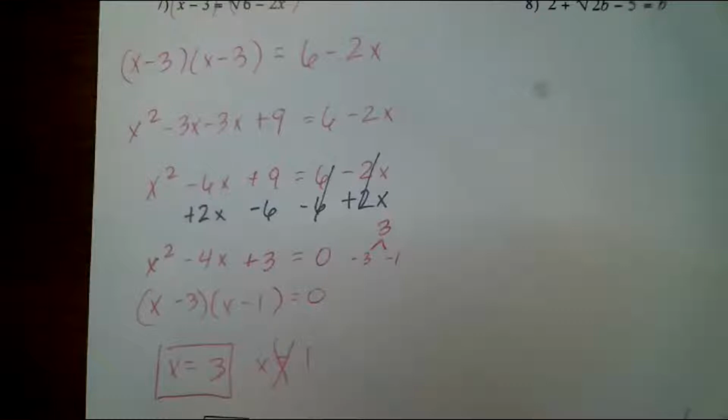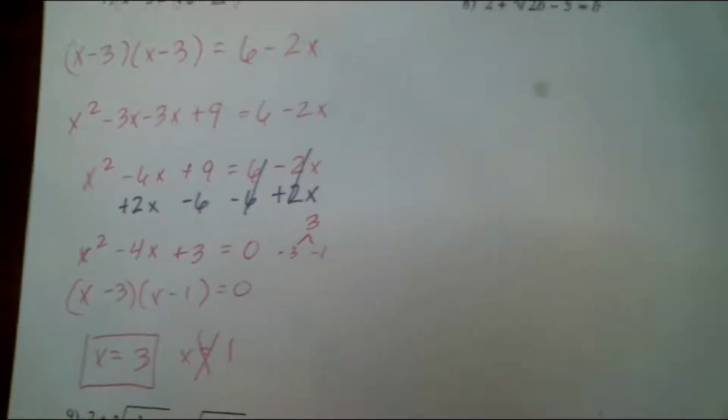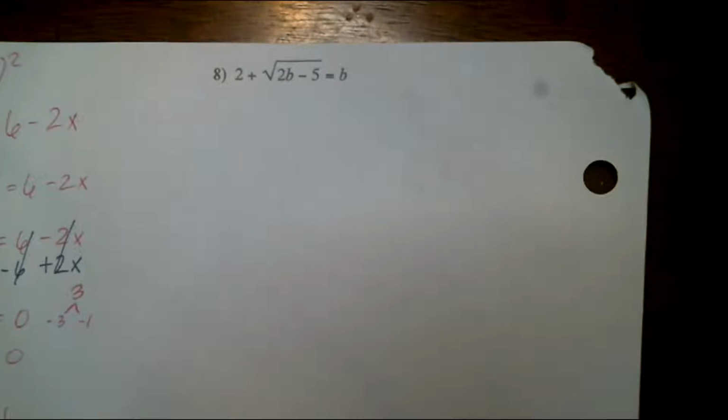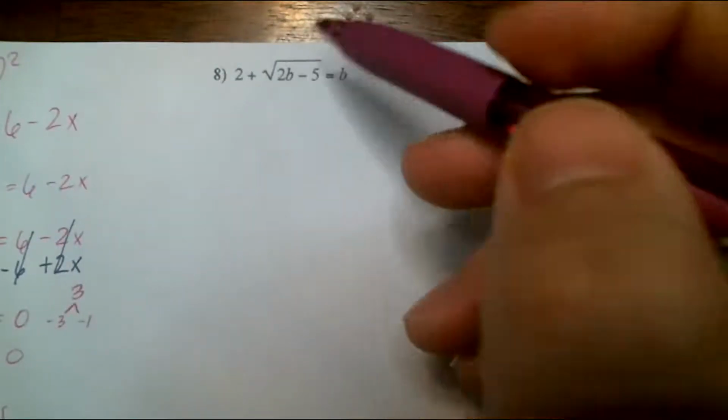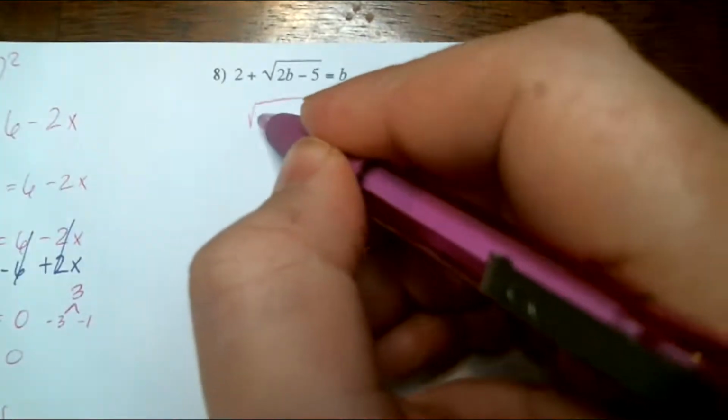Cool. Abby said number 8, please. So look at number 8. What I would do first with 8, because I don't want to square this with this in here as well, is just subtract 2 on both sides.